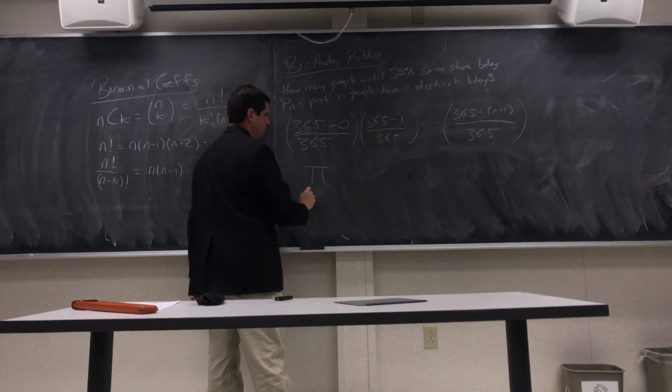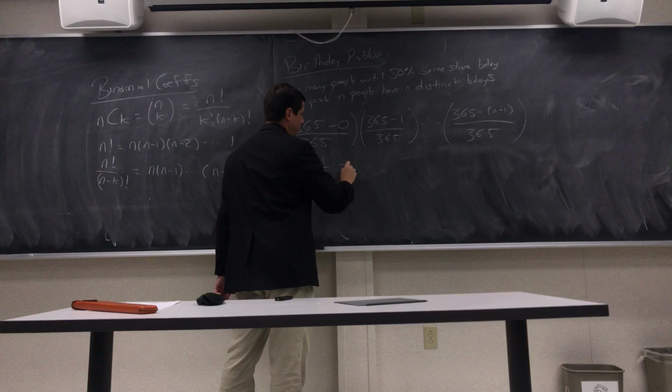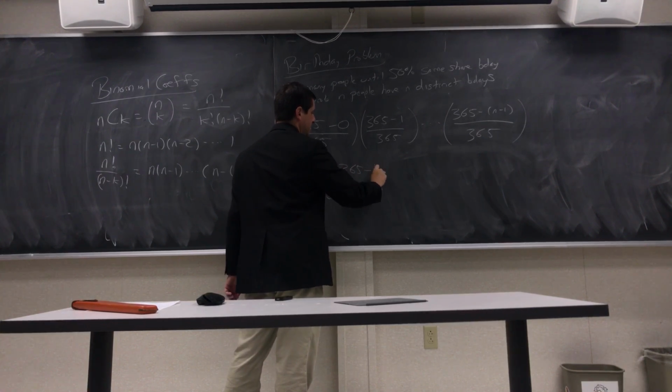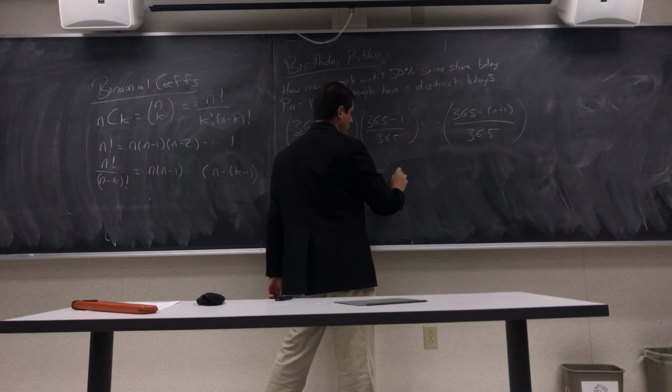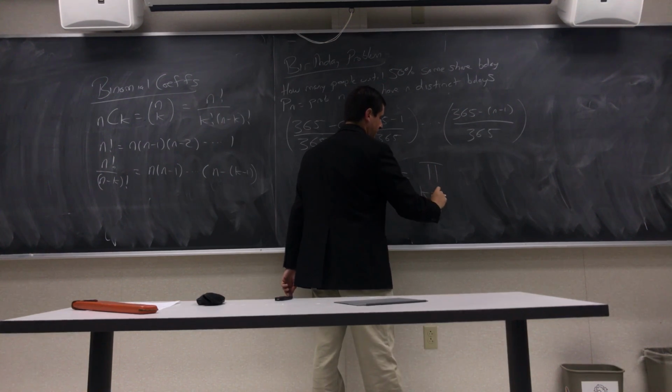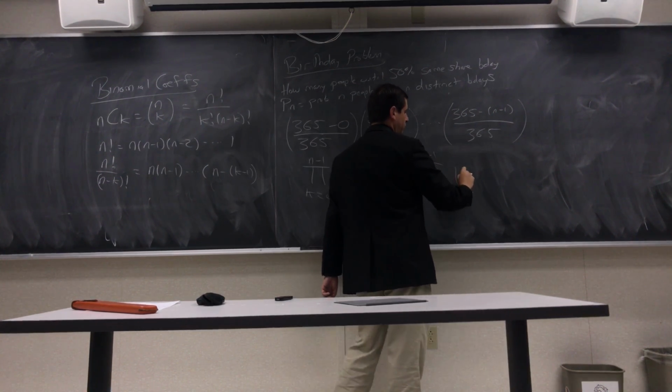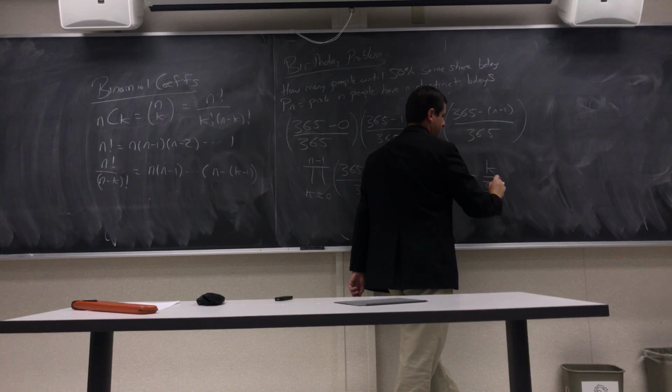All right, so we can write this in a more compact notation. We're going to use product notation. It'll be the product, k goes from 0 to n minus 1, of 365 minus k over 365. Or another way of writing this is the product, k goes from 0 to n minus 1, of 1 minus k over 365.